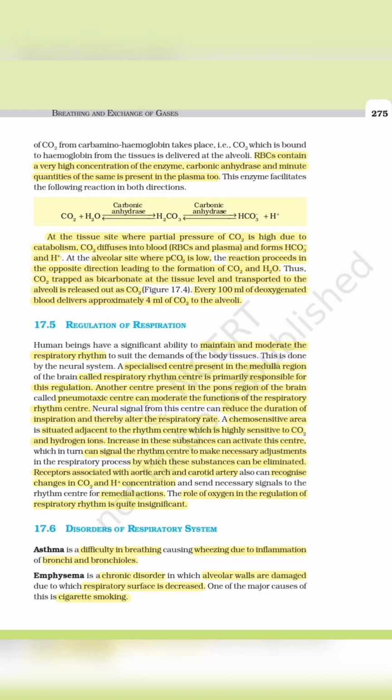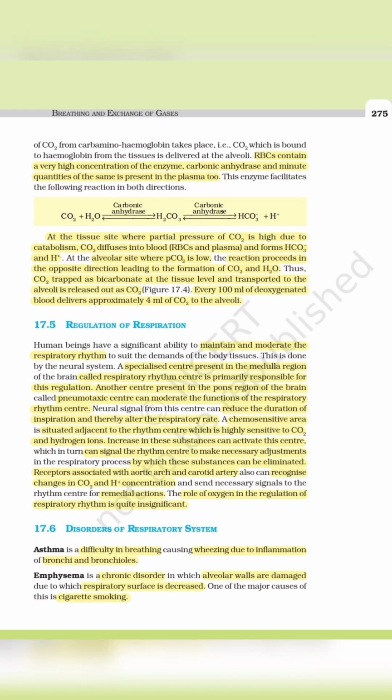This is done by the neural system. A specialized center present in the medulla region of the brain called the respiratory rhythm center is primarily responsible for this regulation. Another center present in the pons region of the brain called the pneumotaxic center can moderate the functions of the respiratory rhythm center. Neural signals from this center can reduce the duration of inspiration and thereby alter the respiratory rate.